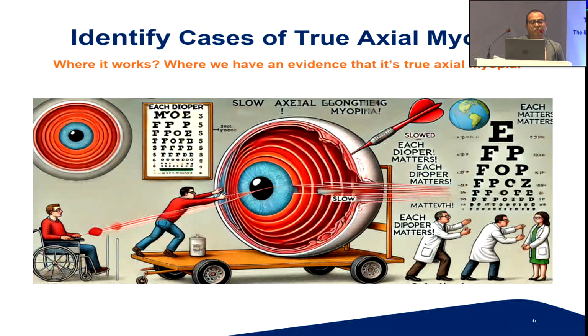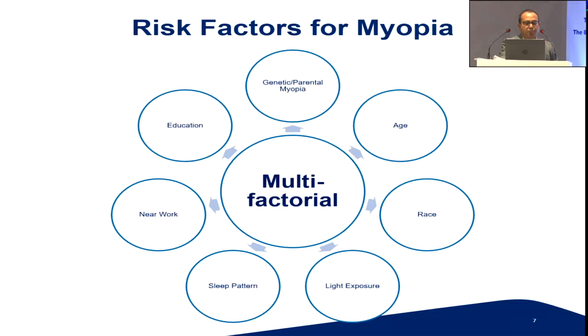Where it works, where we have the evidence, is true axial myopia. It seems very simple, but it's the most important factor. Detecting true axial myopia is like a puzzle where each piece is crucial to see the picture. For the intervention of myopia progression, it's only axial myopia where we have lots of intervention options. And we all know these are the factors associated with the onset and progression of myopia, so we need to look for them.